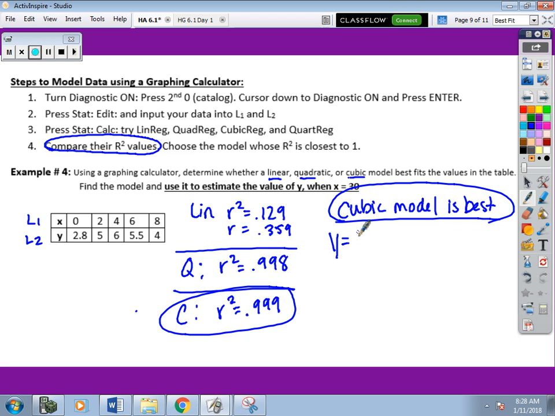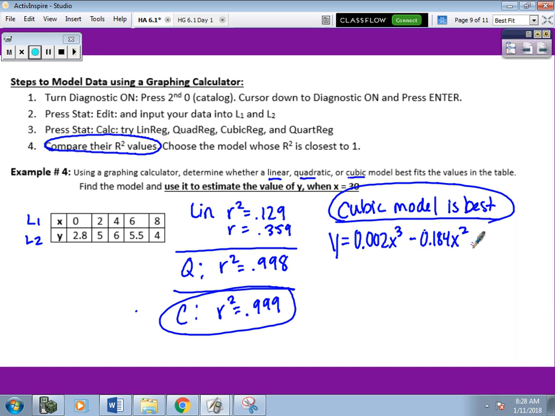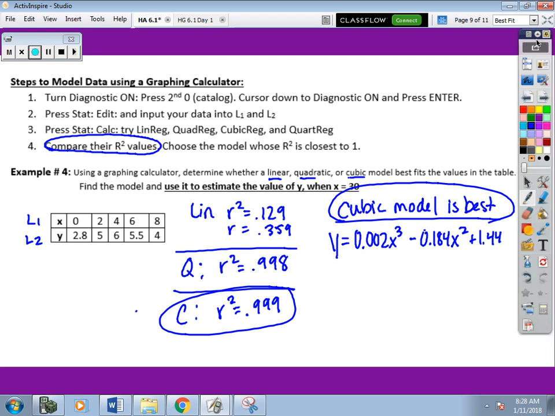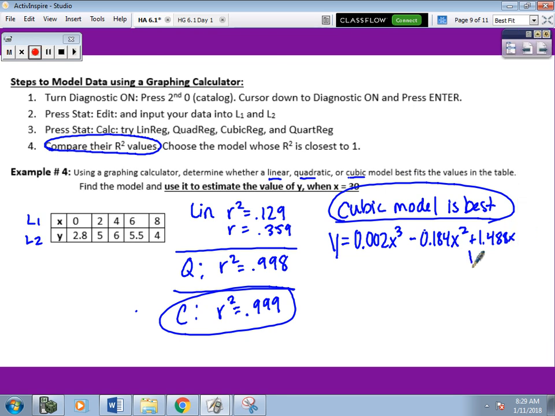So this would be 0.002x cubed minus 0.184x squared plus 1.488x plus 2.789. Just rounding to the nearest thousandth.